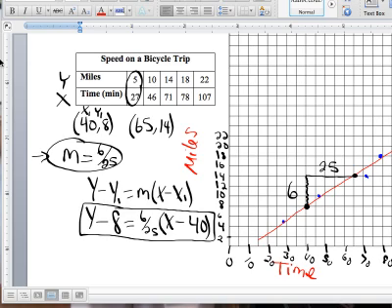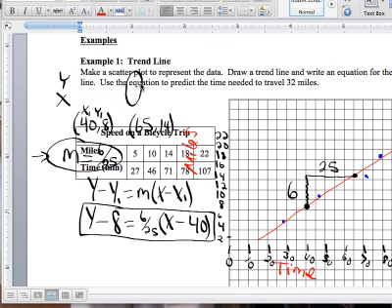So that's the first part of that question, basically. We do the scatter plot, we draw the line of best fit, we find the equation for it. But then there was another part to that question. If you go back up there, it wants to know: use the equation to predict the time needed to travel 32 miles. So we need to figure out how to do that. We're going to use our equation.